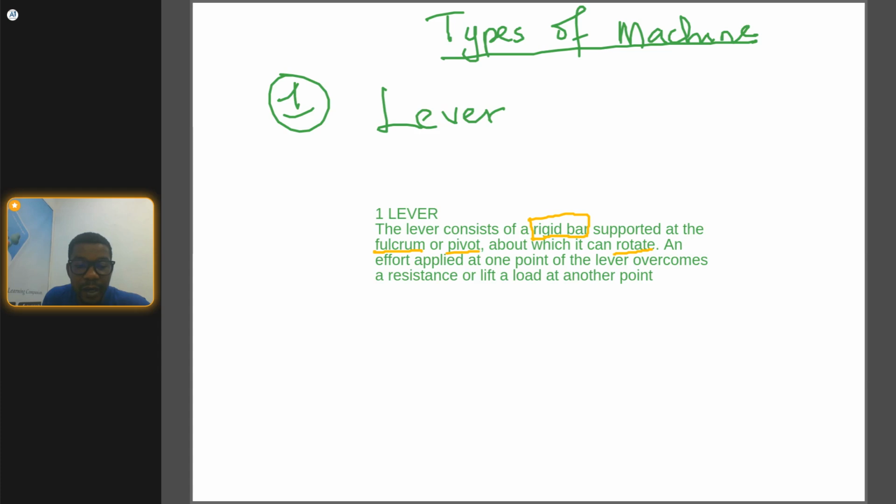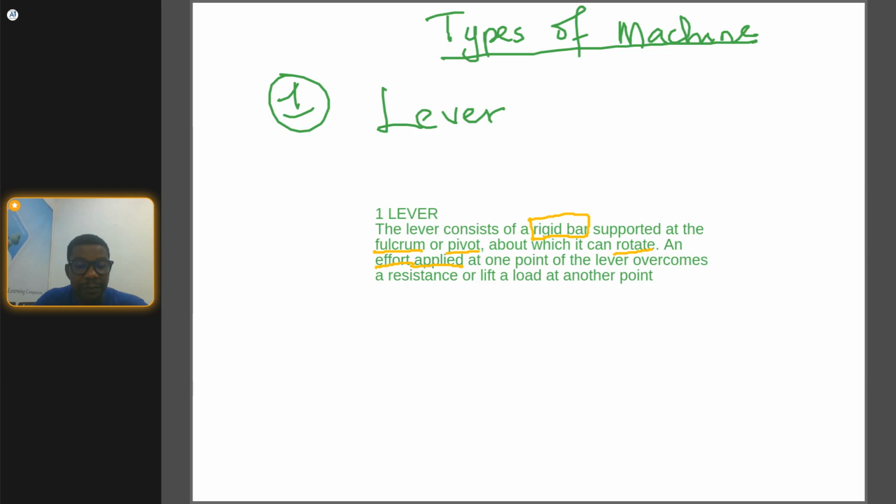So that means on a lever, there's a need to apply effort at a point of the lever to overcome a resistance or lift a load at another point. From the definition, a lever has to do with a rigid bar that is supported at a fulcrum.